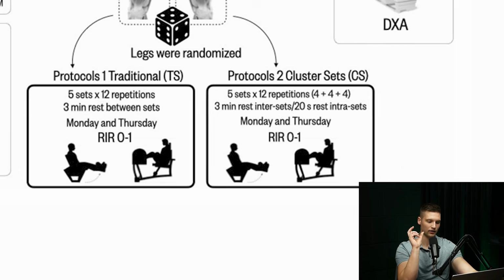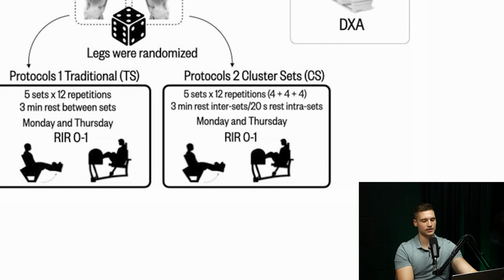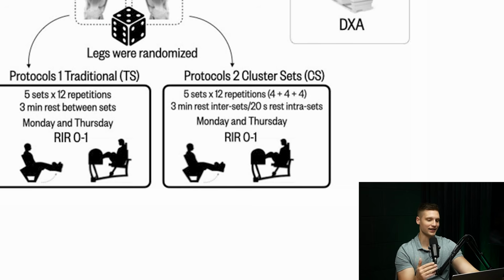What they did on the rest pause side of each person's body is they also did 5 sets of 12. They also trained at 0 to 1 RAR, but they treated each set of 12 as 3 mini sets of 4. So they did basically 3 clusters. They put on their 4 rep max load, hit 4 reps, rested 20 seconds, hit 4 more reps, rested 20 seconds, and hit 4 more reps.